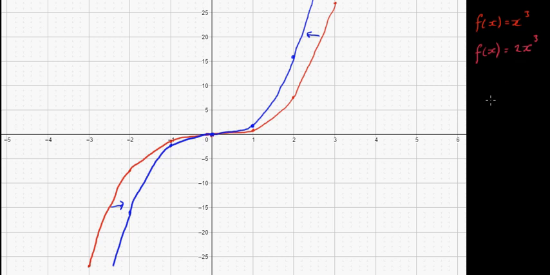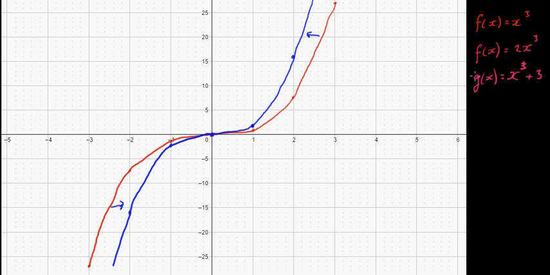So what happens if we do something like this? We'll call it g of x this time. We'll just change it slightly. And this time, let's say we do x cubed plus 3. So what happens if we do this? We leave the coefficient the same here, so it's not changing. We still have a 1 here, but we are adding 3 to our x cubed function.